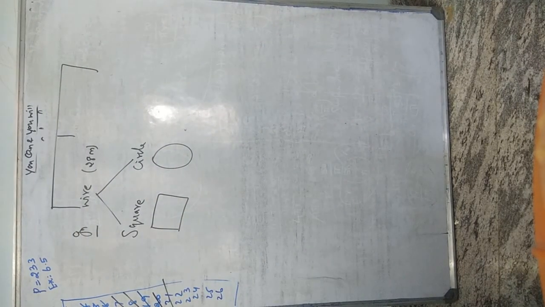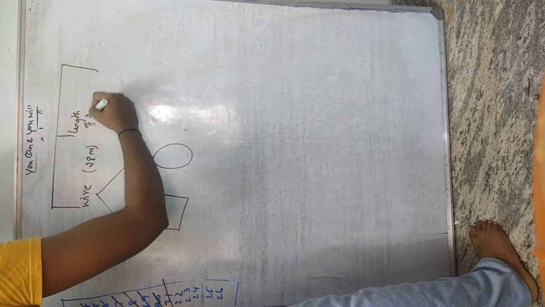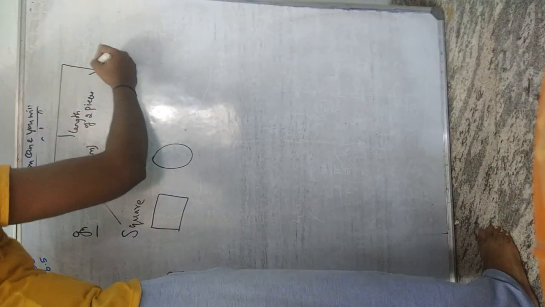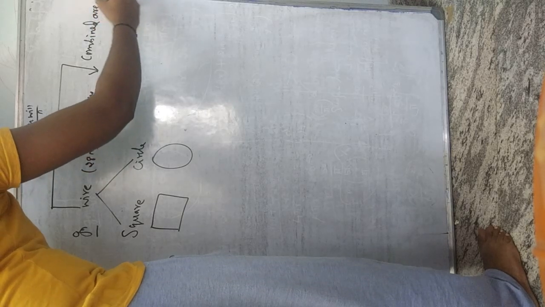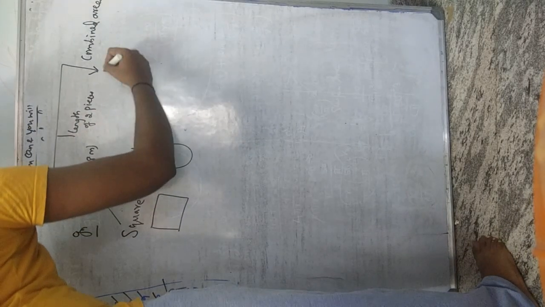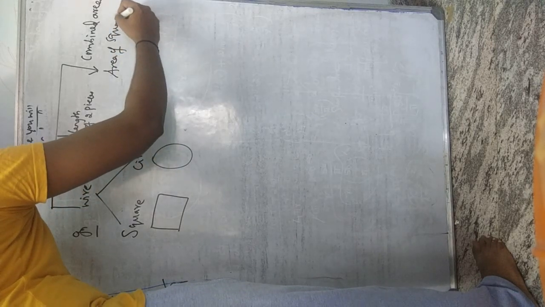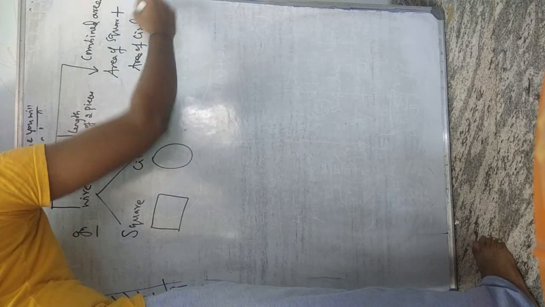Next one, to prove: find what is the length of the 2 pieces. So the length of the 2 pieces. Second part, we have to find the length of the 2 pieces, that is the divide. And the last one we have to prove is the combined area. Combined area in the sense, area of a square plus area of a circle is minimum.